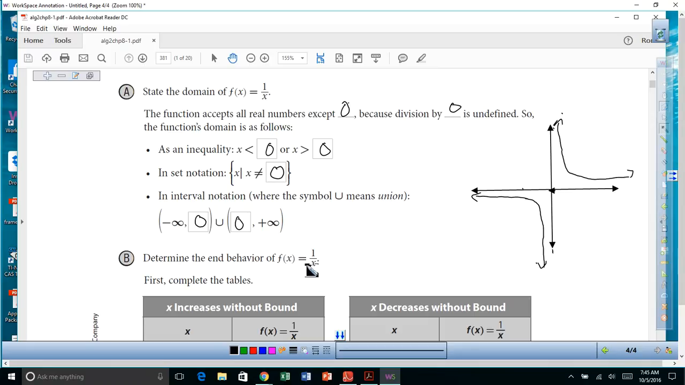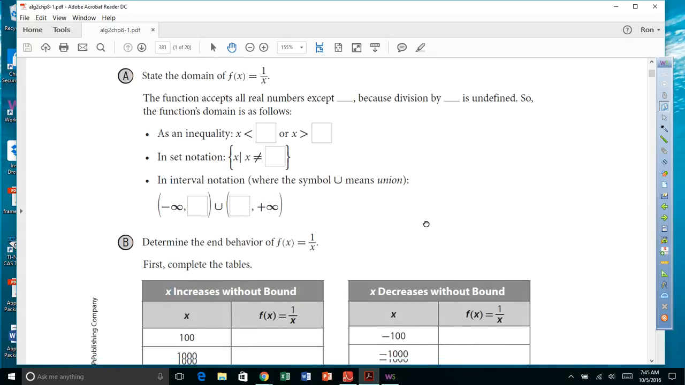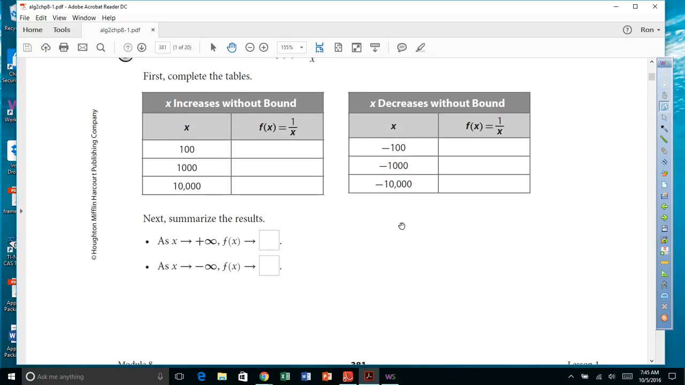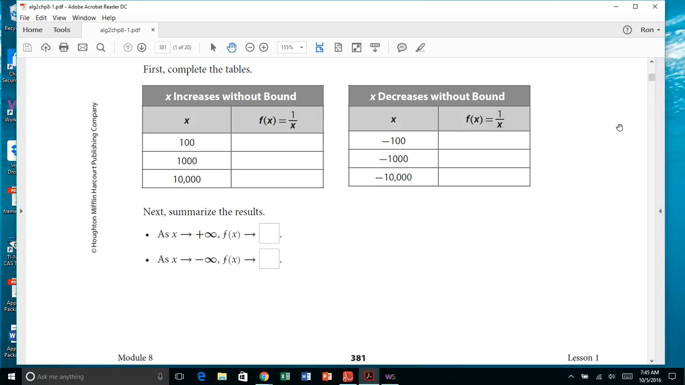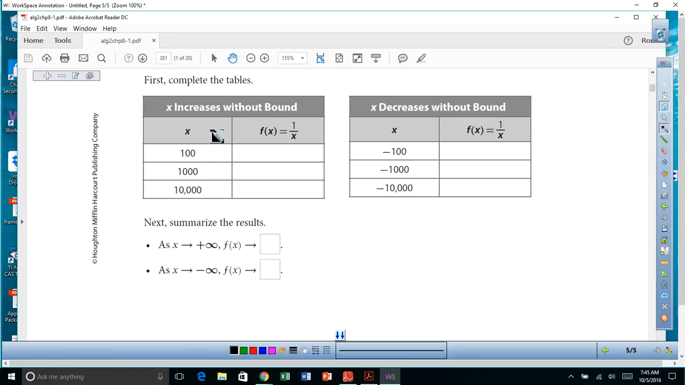Determine the end behavior of f of x. All right, first let's complete the tables. So if x is 100, that would be 1 over 100, which is 0.01. 1 over 1,000 would be 0.001. And 1 over 10,000 would be 0.0001. And that's as x increases without bound. Now x decreases without bound.